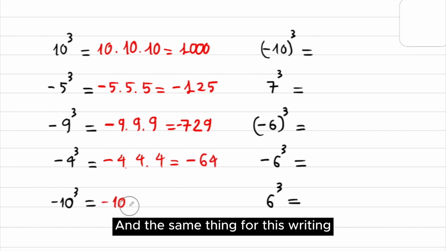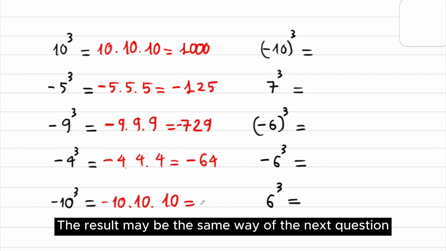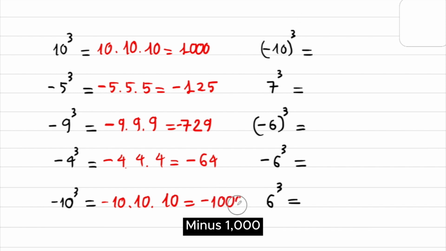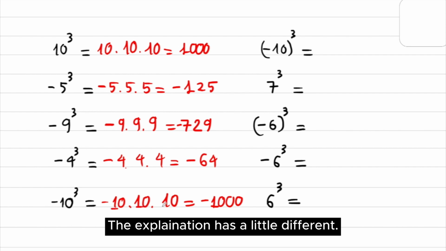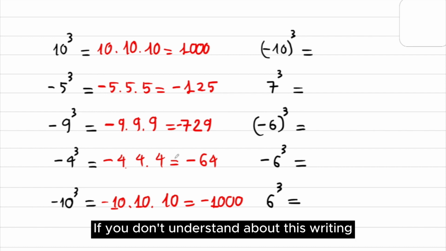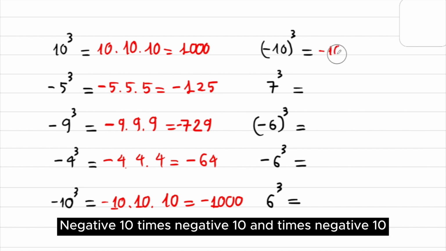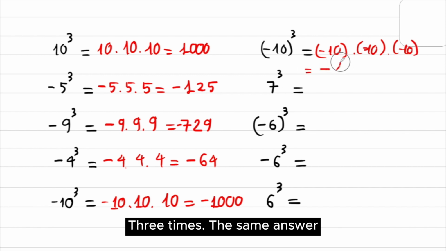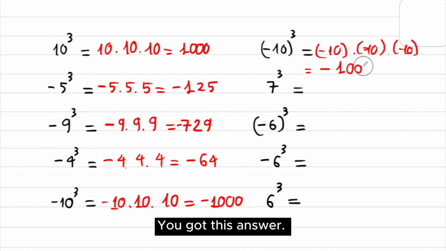And the same thing for this writing. The result may be the same as the next question, minus 1000. The explanation is a little different. Look very carefully at this one, because when you learn about indices or harder exponents, you will have problems if you don't understand this writing. Negative 10 times negative 10 and times negative 10, 3 times. The same answer, you got this resultant number.